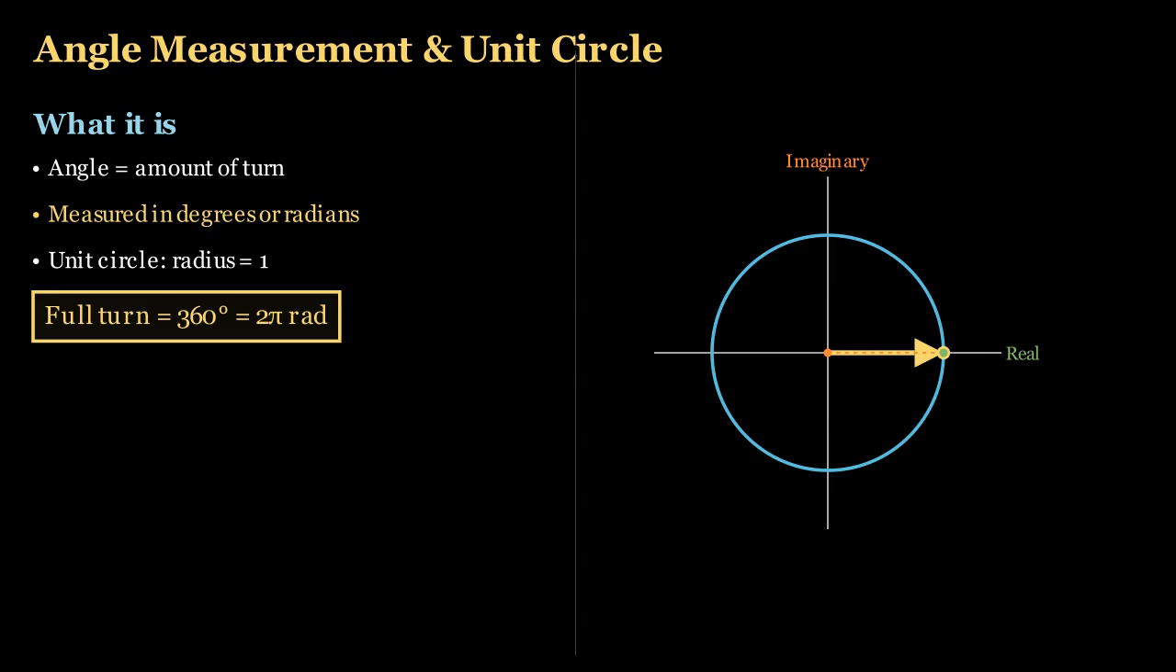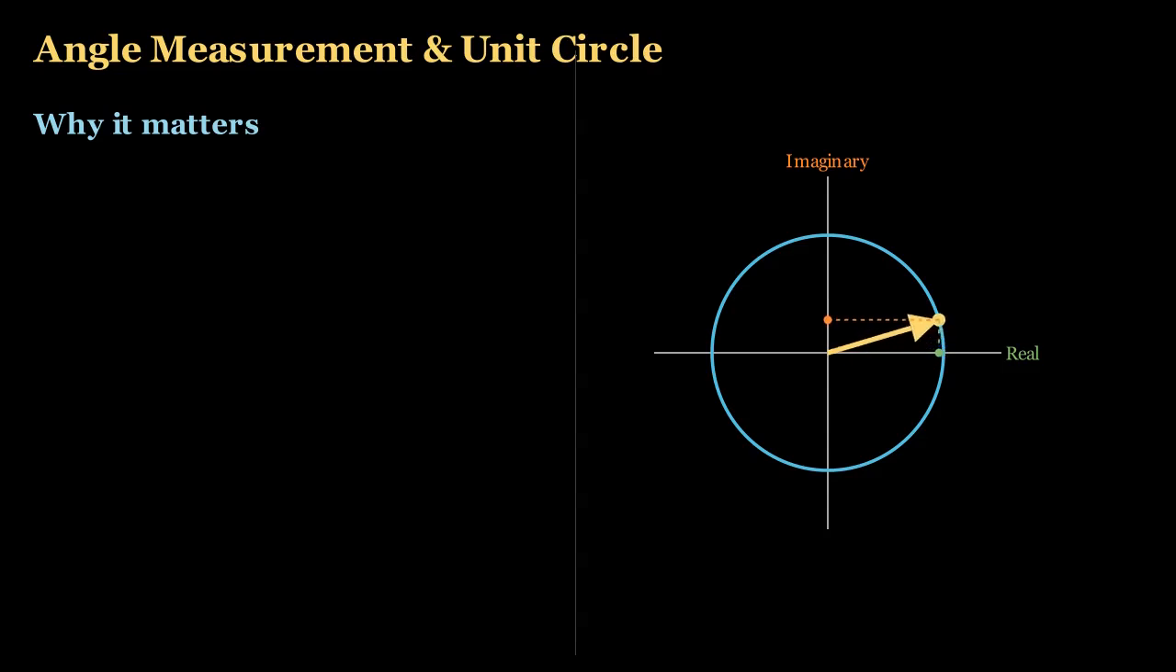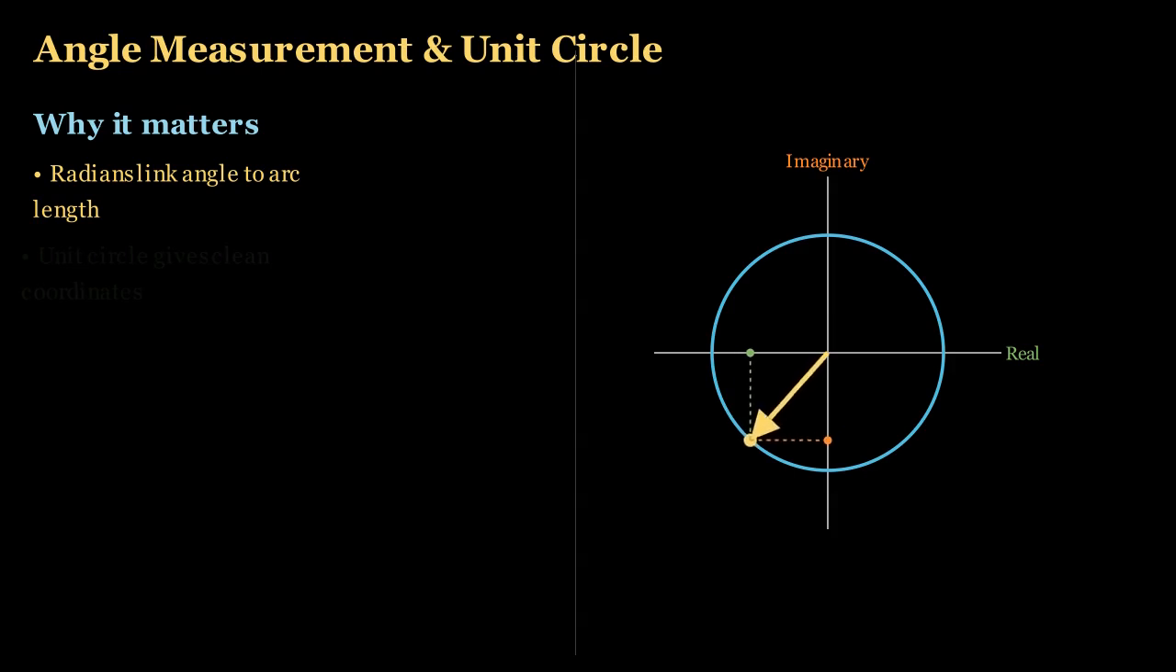The big reason is that radians connect an angle directly to the distance traveled along the edge. If you walk along the unit circle through an angle of 1 radian, the path you walk is exactly 1 radius long. That simple link, angle equals arc length, makes all the formulas in calculus much cleaner.